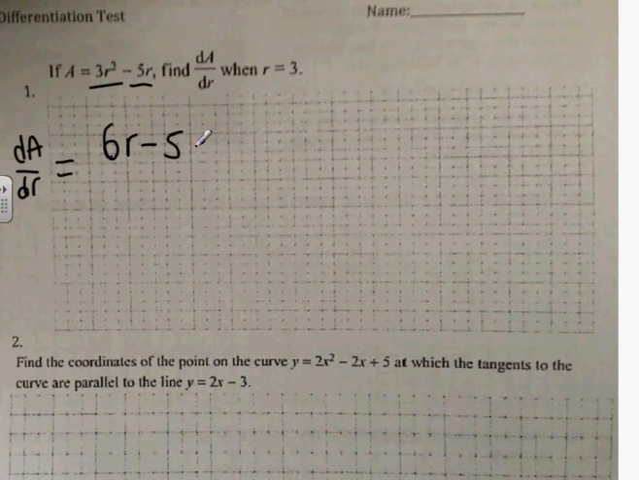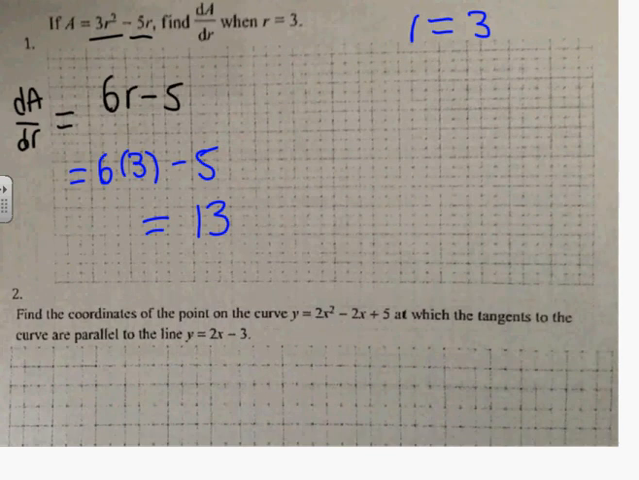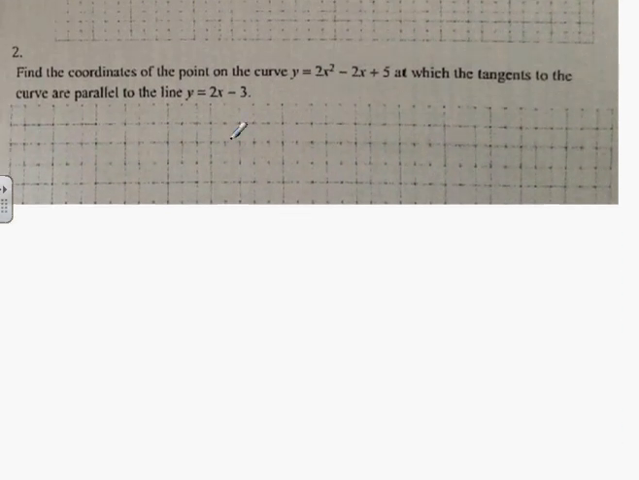Okay. R equals 3. So replace r with 3. 6 times 3 minus 5. You're going to get 18 minus 5, which is 13. Everybody pretty much got that one now. Okay, next one. Find the coordinates at which the tangent to this curve is parallel to the line here.